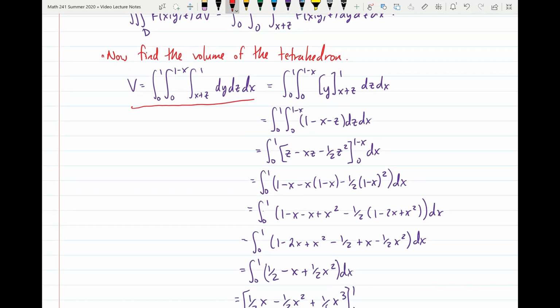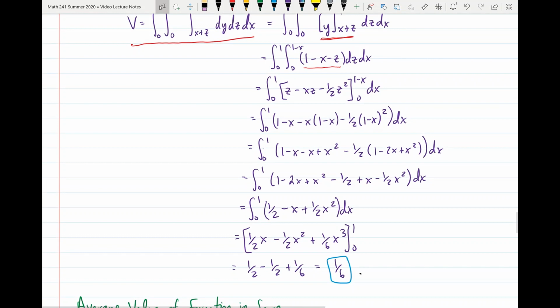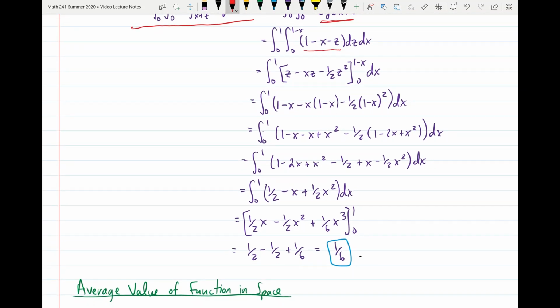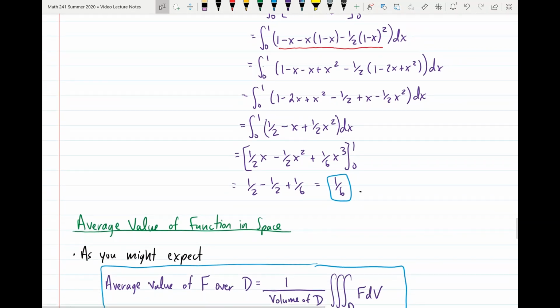So we take the inner integral first with respect to y, and we get y evaluated from x plus z to 1. So we plug in 1 and subtract x plus z to get this 1 minus x minus z. And now we integrate with respect to z, and we get z minus xz minus 1/2 z squared from 0 to 1 minus x. And again, we can plug in 1 minus x for z, and we get this expression, 1 minus x times 1 minus x minus 1/2 times 1 minus x squared. And there's a bunch of algebra that goes on here, just expanding and then combining like terms to make it look a little bit nicer.